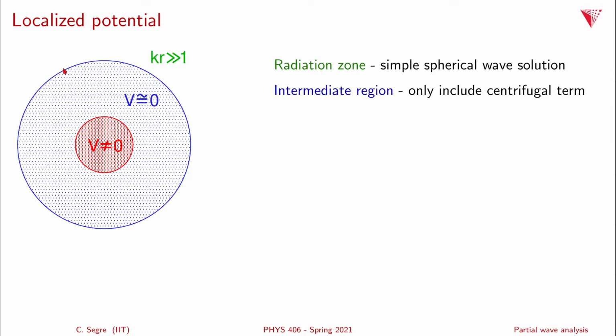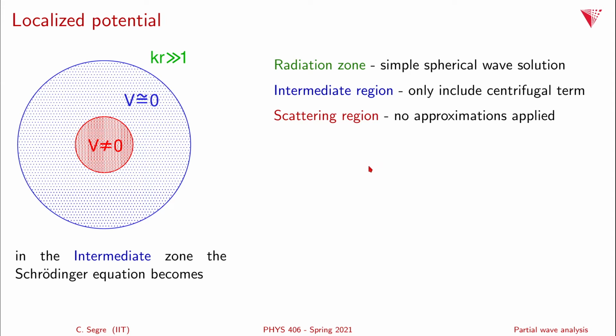In the intermediate region, which is this blue part, we can still assume that V is approximately 0, but we have to include the centrifugal term from the separation of variables, and that's called the intermediate region. And then finally, in the scattering region close to the potential, we can't make any approximations. We have to include the potential, we have to include the centrifugal term, and solve the entire problem exactly.